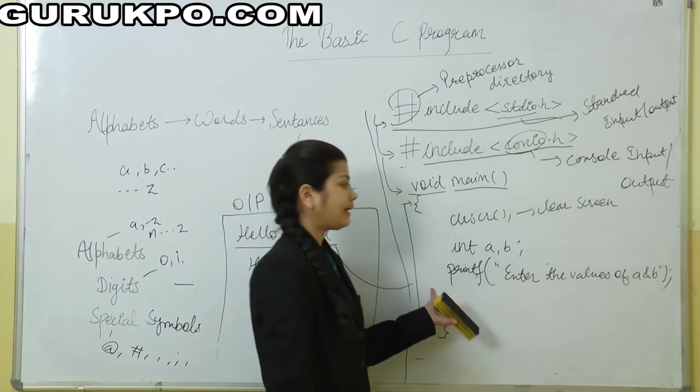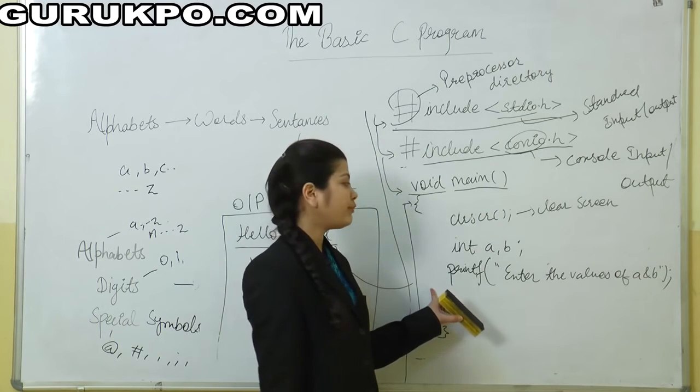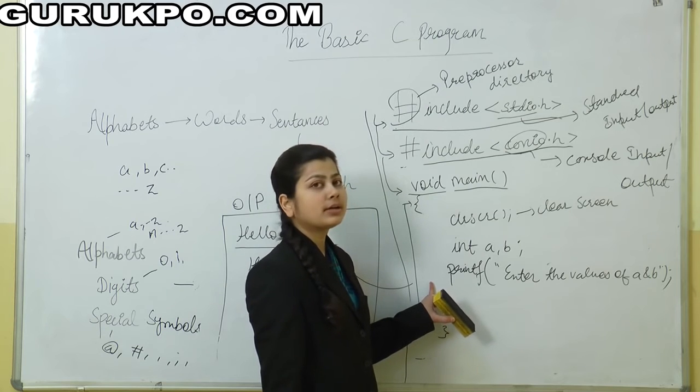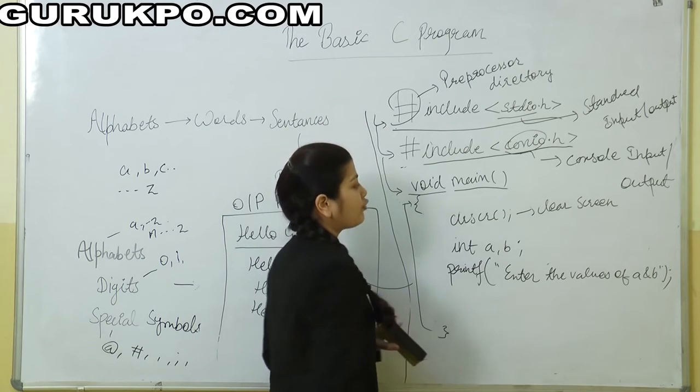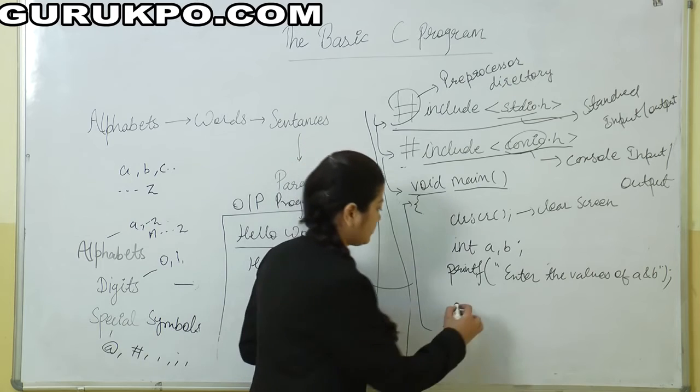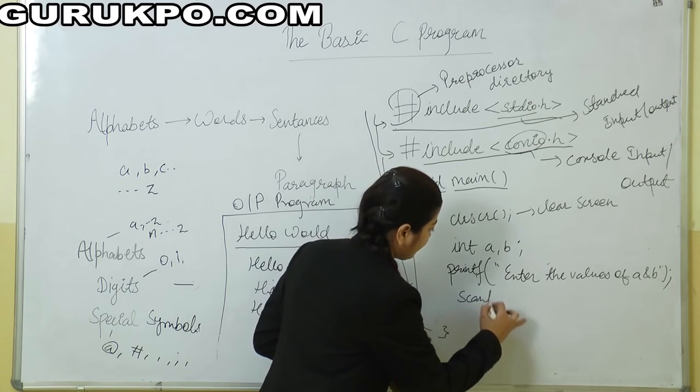Here the statement is: enter the values of a and b. If we want the values from the user, then we have to write a statement for taking the values from the user, and after that we use scanf.